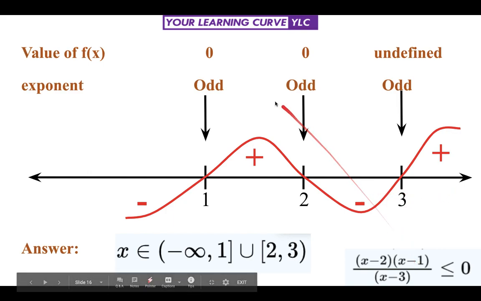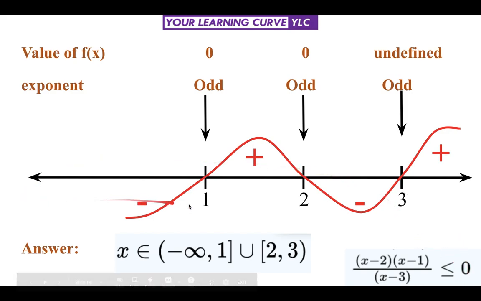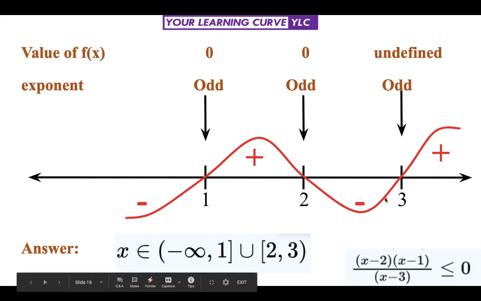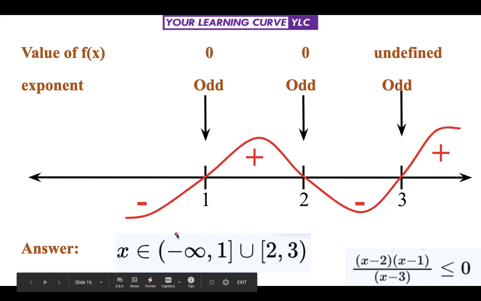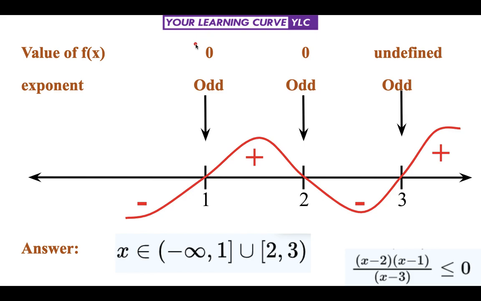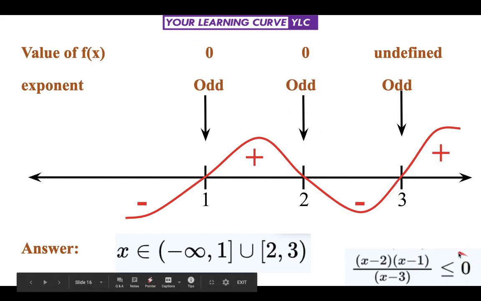So let's write down the answer for less than or equal to 0. First we will write the intervals. The intervals are minus infinity to 1 and 2 to 3, where the function is negative. Now since equality is there, we will see whether we have to include the endpoints or not. Minus infinity or plus infinity is never to be included in your answer. Next is 1. 1 makes this function 0. Here the value of the function at 1 is 0, which is acceptable, since we have to find the answer for less than or equal to 0.